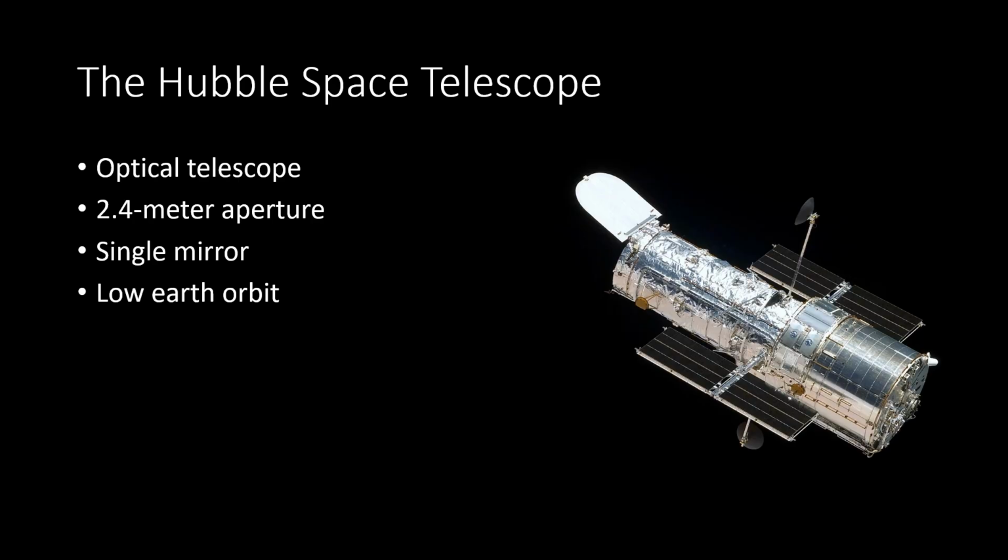Another key difference is that the HST is in low Earth orbit. It's a few hundred miles up. They put it there because that's where the shuttle could go. The shuttle cannot leave low Earth orbit.